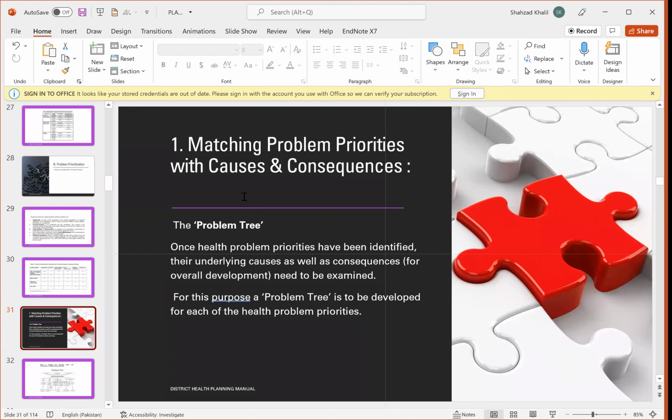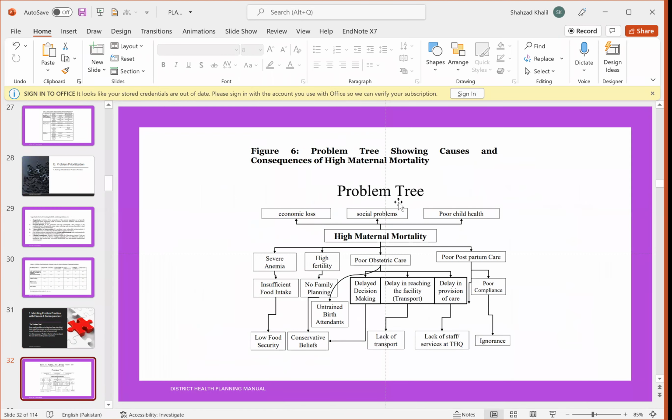Next, matching problem priorities with their causes and symptoms: the problem tree. Once health problem priorities have been identified, their underlying causes as well as their consequences for overall development need to be examined. For this purpose, a problem tree is developed for each of the health problem priorities. Here is the problem tree showing the consequences of high maternal mortality. You can see high maternal mortality, and these are the different causes leading to it. The consequences are economic loss, social problems, and poorer child health. I'm going a little fast because I have to cover everything in my presentation.